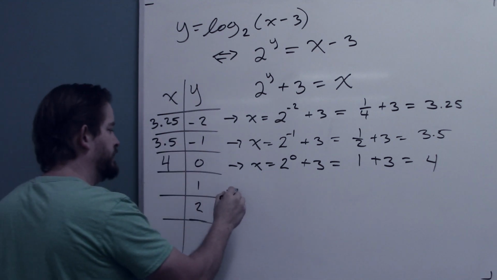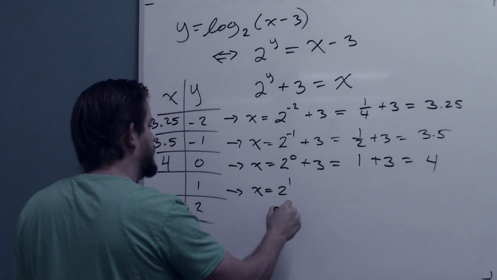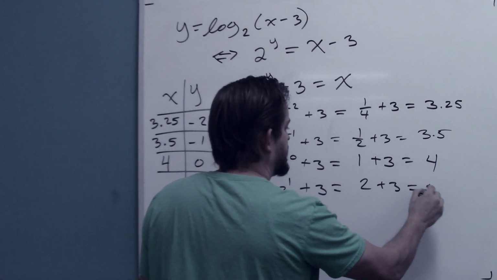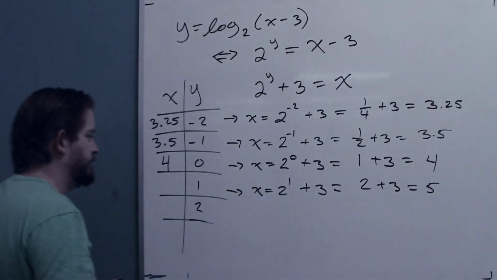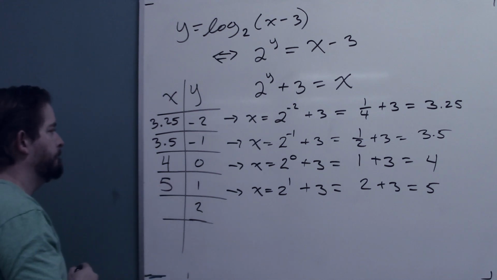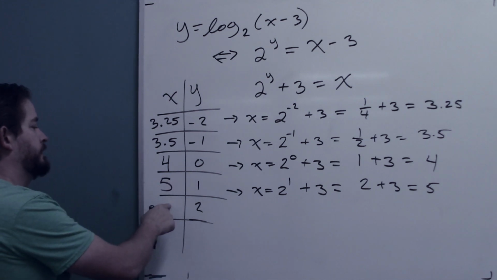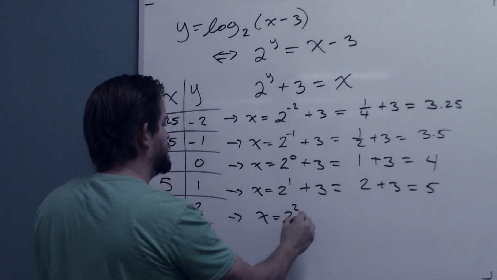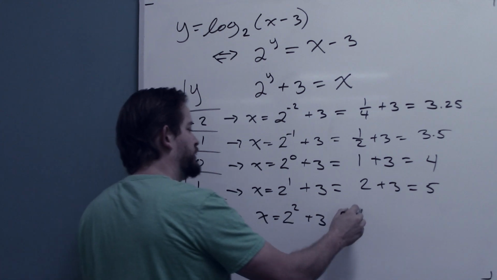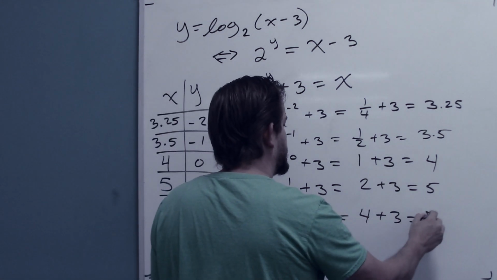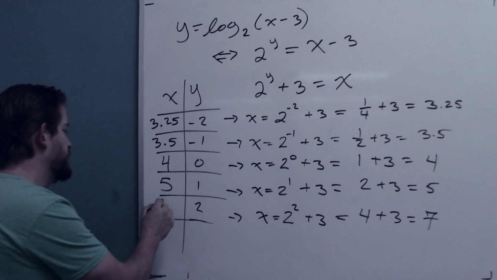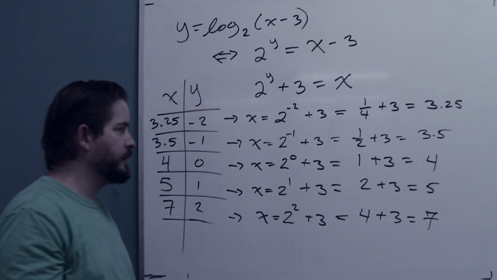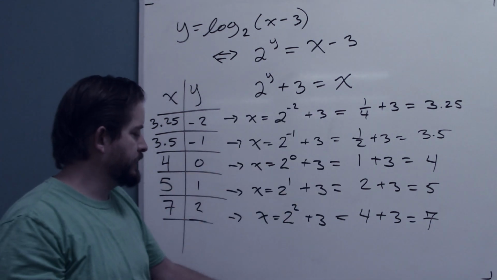If y is 1, then I have x equals 2 to the 1 plus 3, but that is 2 plus 3, and that is 5. If y is 2, that gives me x equals 2 to the 2 plus 3, but that's 4 plus 3, and 7. So that should give us enough points that I can get a pretty good idea of where this is graphing. Let me get rid of all of this algebraic work here.